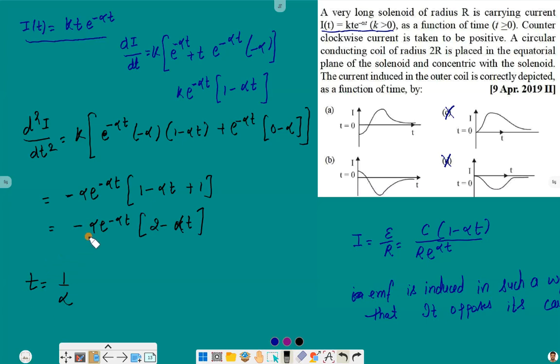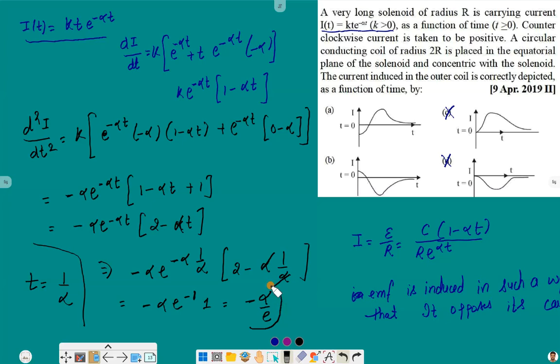And if we put this value of time in the second derivative, we will get minus alpha e raised to the power minus alpha into 1 by alpha, 2 minus alpha into 1 by alpha. So it will be minus alpha e raised to the power minus 1, 2 minus 1 is 1, so minus alpha by e. So this is a negative value, and a negative value represents that at this time our actual current is maximum. At this time our actual current is at its maximum peak.